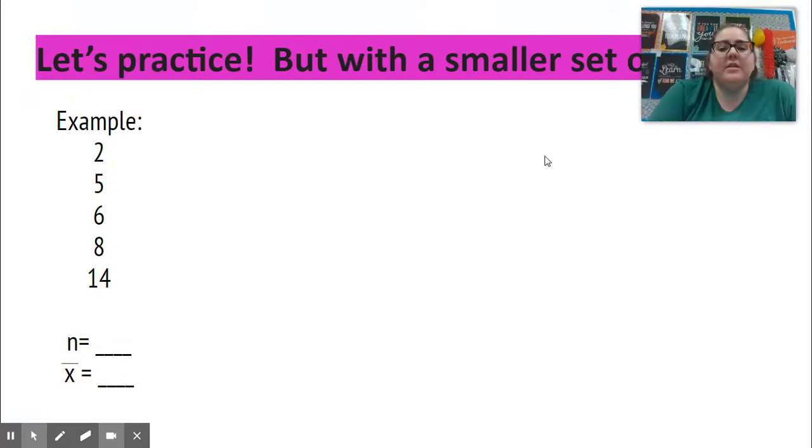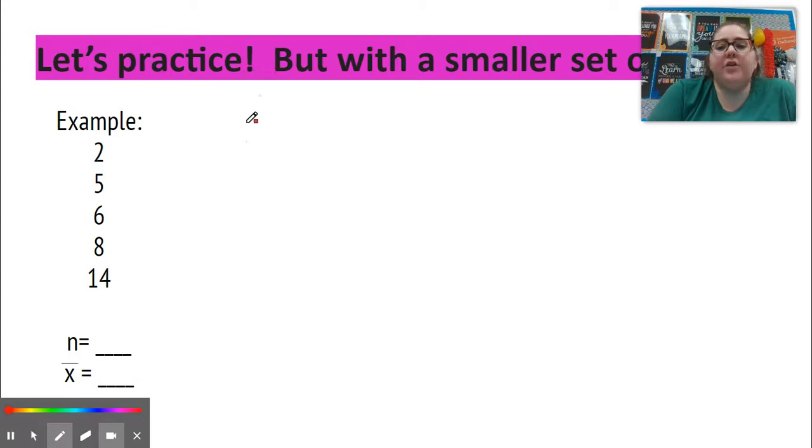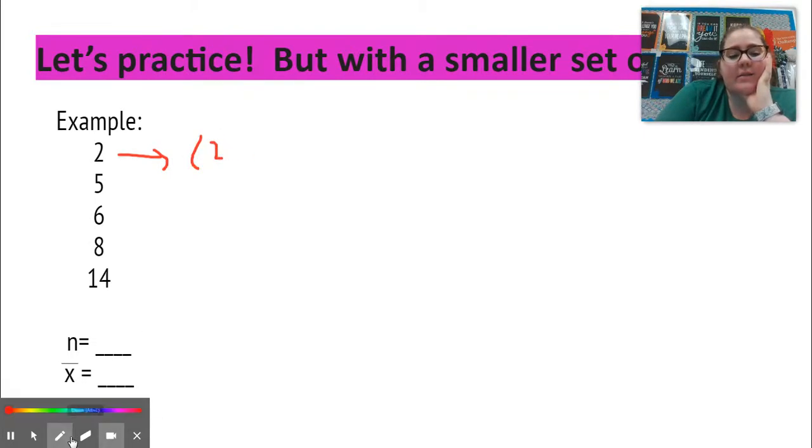So let's practice. And I'm going to try to write with my trackpad here. So let's practice with this smaller set of data to find the standard deviation. So the first thing I'm going to do is find each value's distance from the mean. So the mean is, I probably should have done that first, huh?